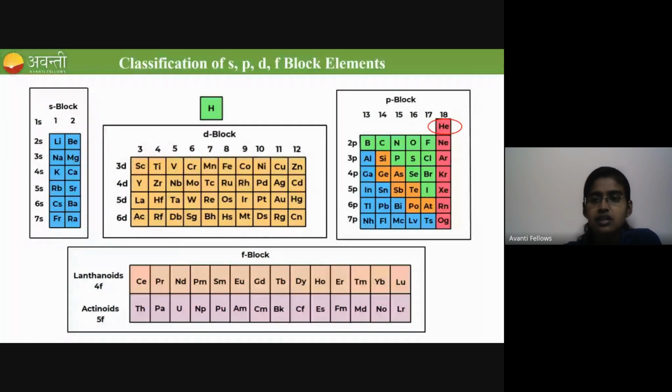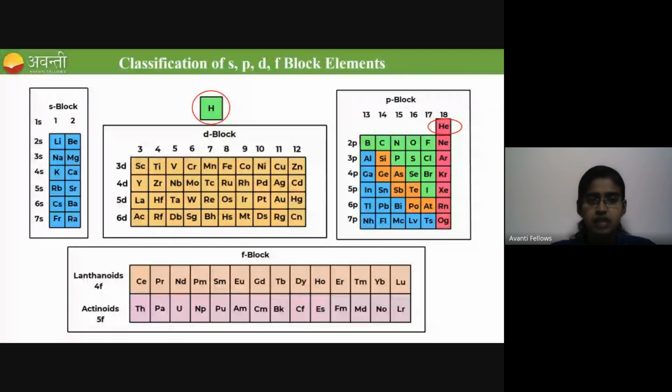Got it? So this is about that. Coming to hydrogen, as I've already told you, there is no such block for hydrogen. It is placed in the middle of the periodic table because it resembles both the first group, the S block, as well as the 17th group elements. Hydrogen resembles the properties of the first group elements as well as the 17th group. So that's why it is not placed in either of those two groups and it is placed separately in the periodic table. Got it? Now I will discuss each and every block with you with some more information.